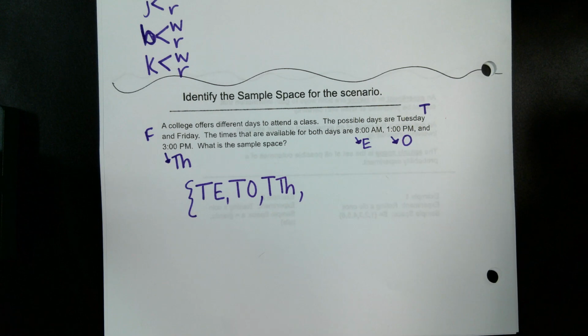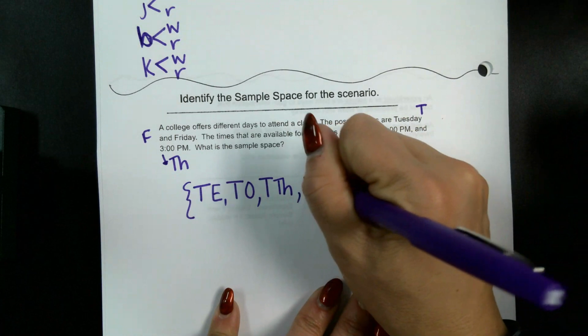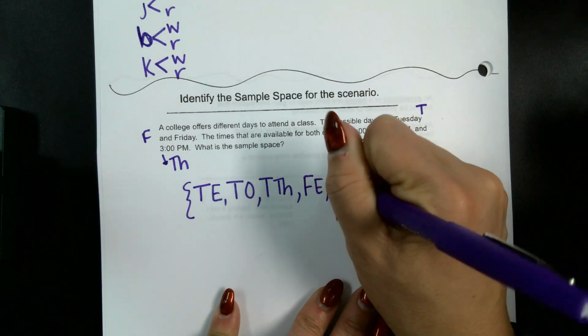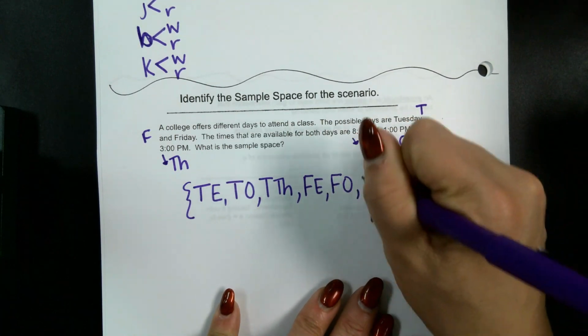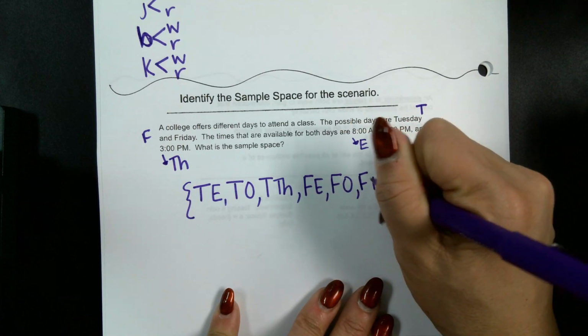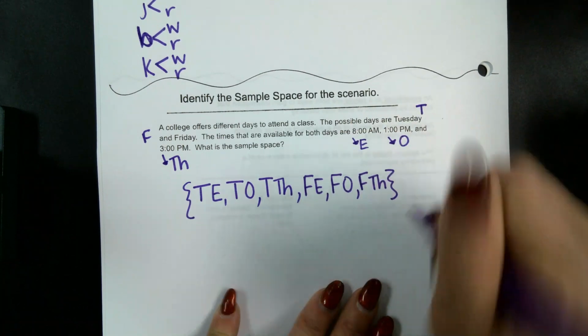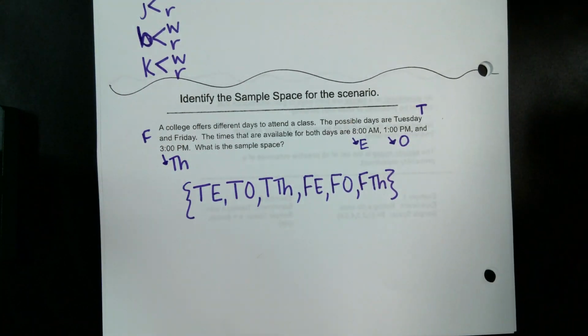And then wouldn't the same thing happen with Friday? So Friday we could have a class at 8. Friday we could have a class at 1. Or Friday we could have a class at 3. And that would be your sample space.